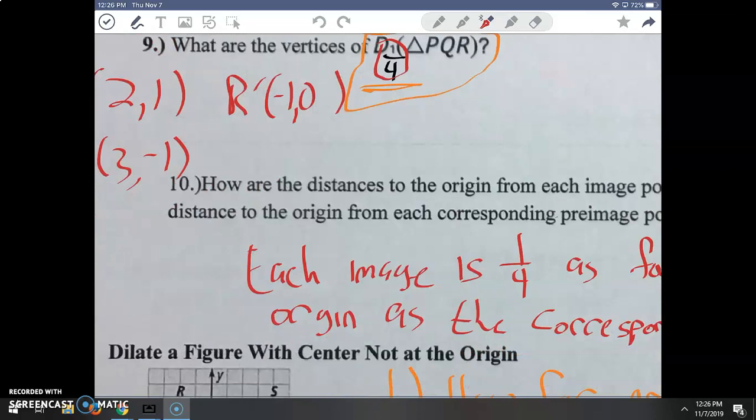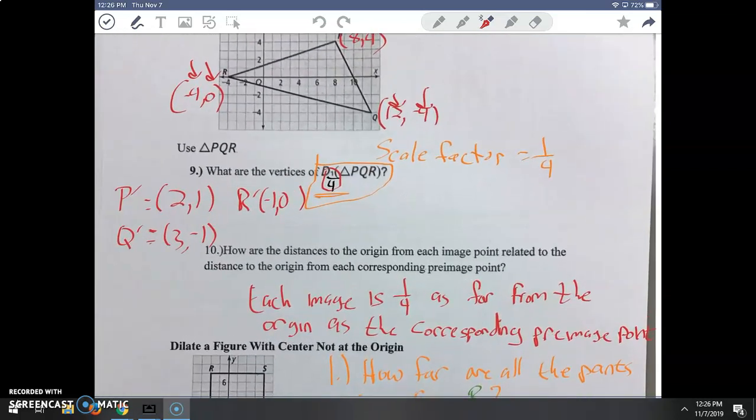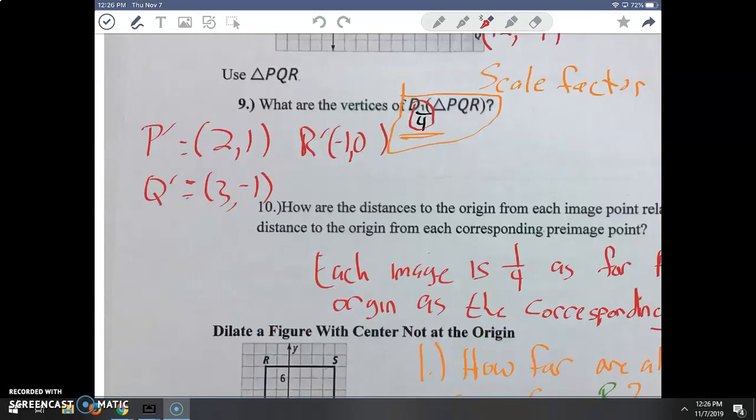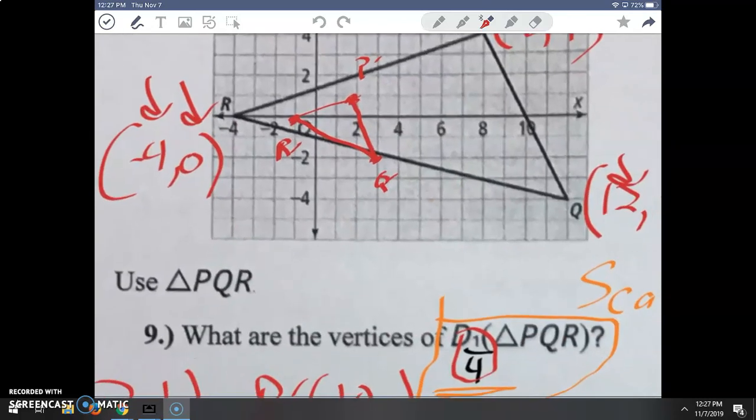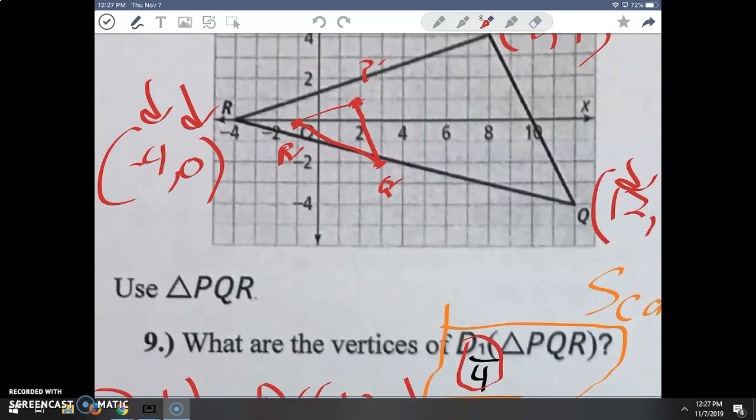Okay, I'm about ready to pause this and show you what the new image is going to look like on the graph. So if you graph this new scale factor 1/4 dilation, this is what the one in red here should look like. That's what your new image is going to be after applying the scale factor. So now we're going to go to the next one.